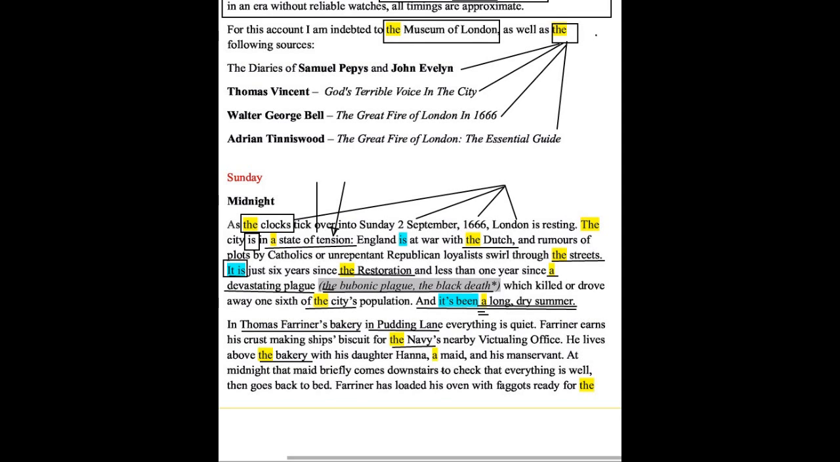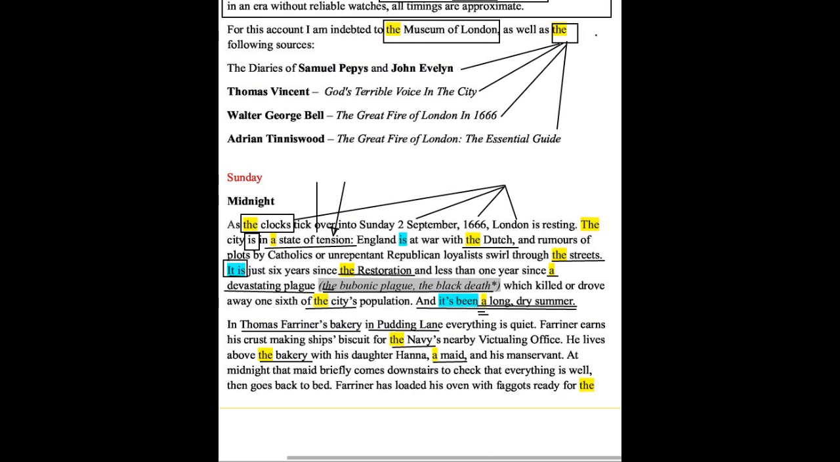With his daughter, Hannah, and also with a maid. And here it's very indefinite, isn't it? We really don't know who this maid is. We have no name. We don't know how many maids Thomas has. He probably has 5 different maids. And so it's definitely indefinite. Yeah, it must be indefinite. Okay, at midnight, that maid briefly comes downstairs.